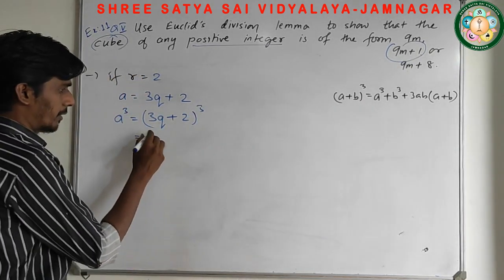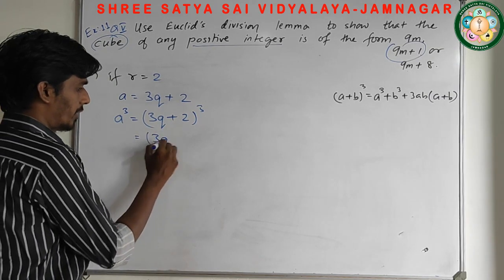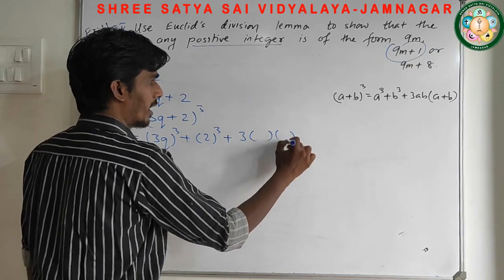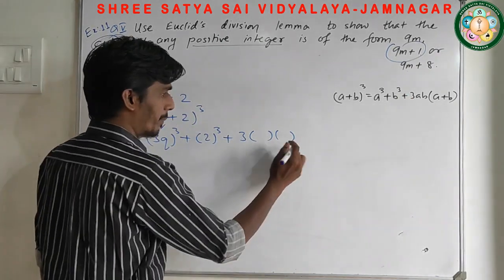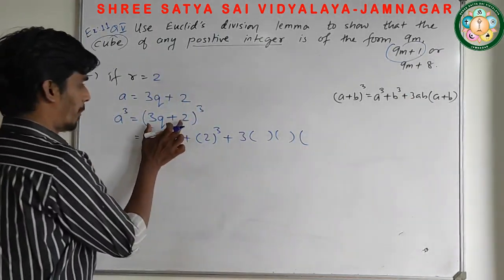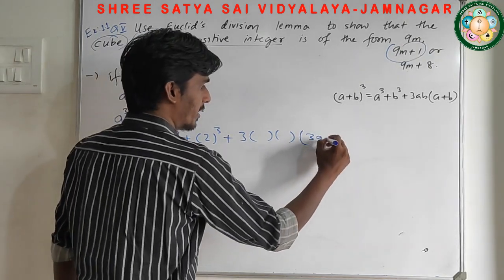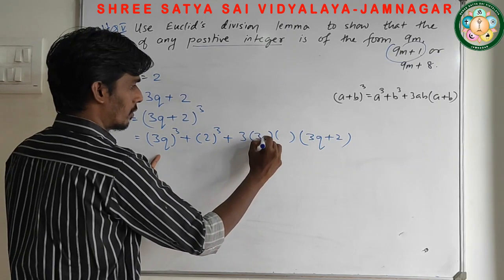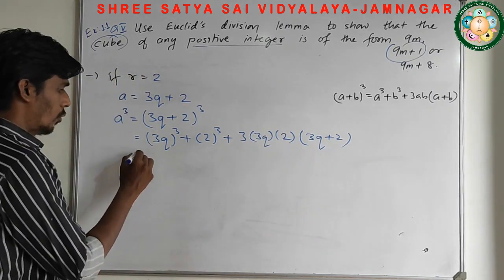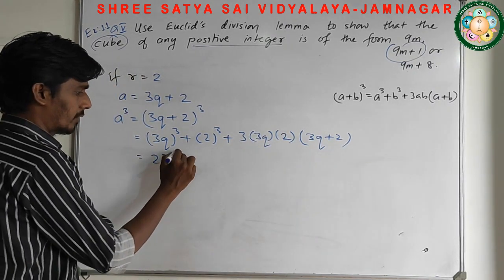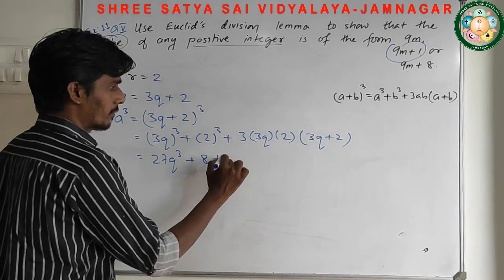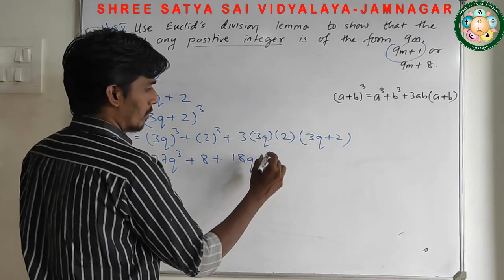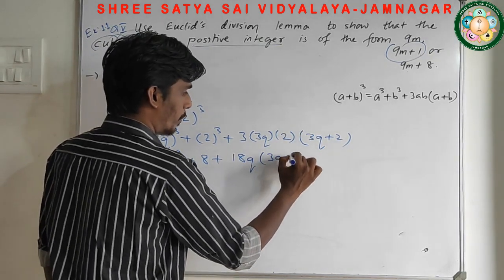Formula of cube, it's what? (3q) cube plus 2 cube plus 3 into a b, जैसे ये a b, so a b, (a plus b) means whatever bracket is there, same bracket, 3q plus 2. तो यहाँ पे क्या आएगा, a is what 3q and here 2. Open the bracket, 27q cube plus 8, 3 3s are 9, 9 2s are 18q, (3q plus 2).